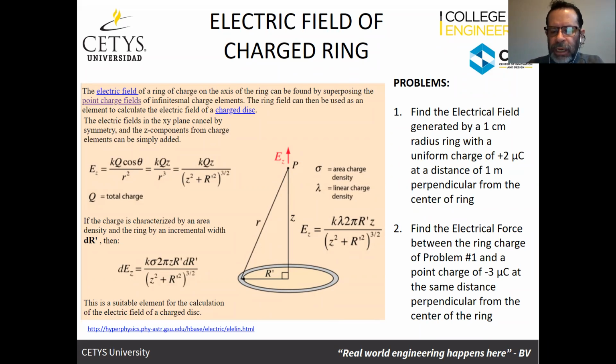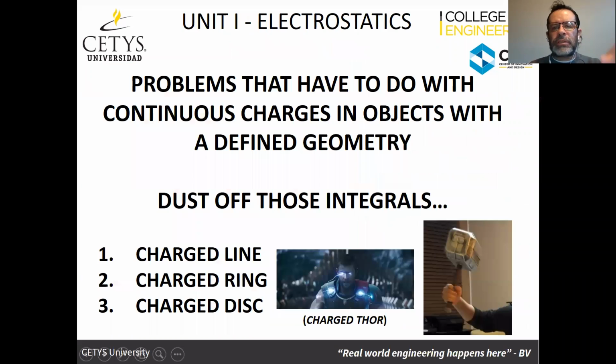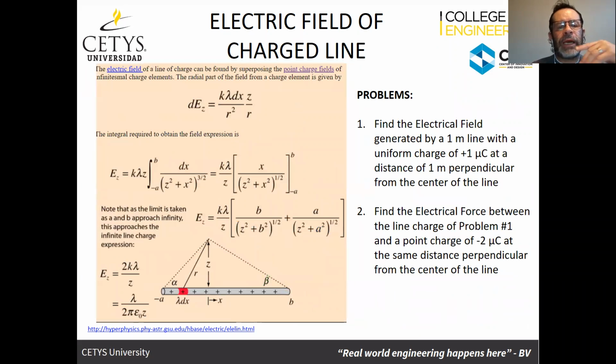Okay, so we had talked in the previous session, we were discussing electrical fields of objects with a defined geometry that have a continuous charge in them. And we were talking about three examples: charged line, charged ring, and charged disk. And we had seen what the mathematical expression was for the electrical field at a certain distance of a line charge that has a certain length and a certain charge distribution.